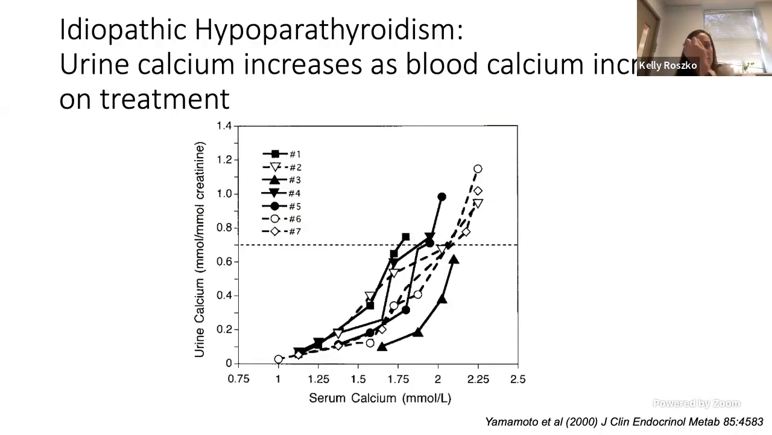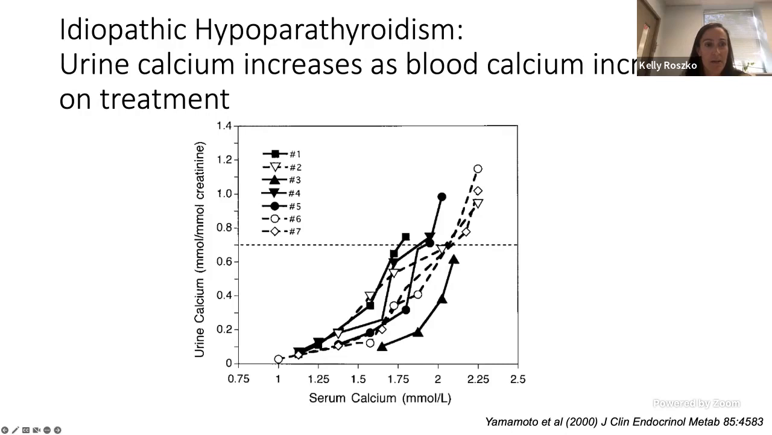So this next graph shows the urine calcium and the serum calcium in 7 patients. These are patients with idiopathic hypoparathyroidism, not ADH1. And they're all treated with either 1,25-dihydroxyvitamin D, which is calcitriol, the active form. Those patients are the solid lines, or vitamin D, calcitriol plus calcium. Those patients are the dashed lines here.